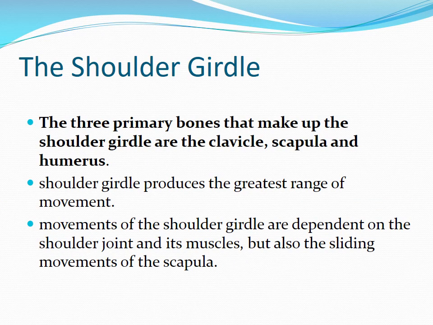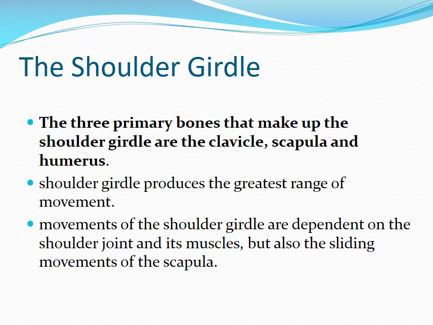Just as a reminder, there are three bones that make up the shoulder girdle. That is the clavicle or collarbone, the scapula or the shoulder blade, and the humerus. So it's really the humerus that attaches to the scapula. The humerus will come and create a joint with the scapula, and then the clavicle in the front will work almost as a strut.